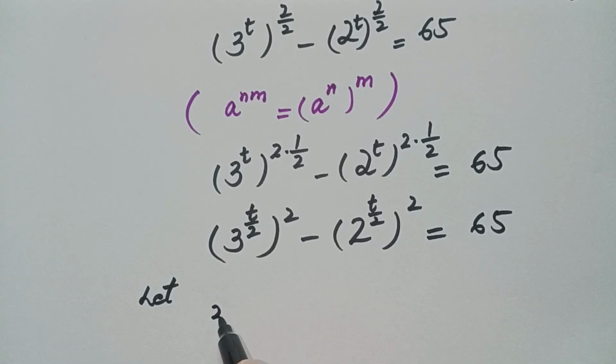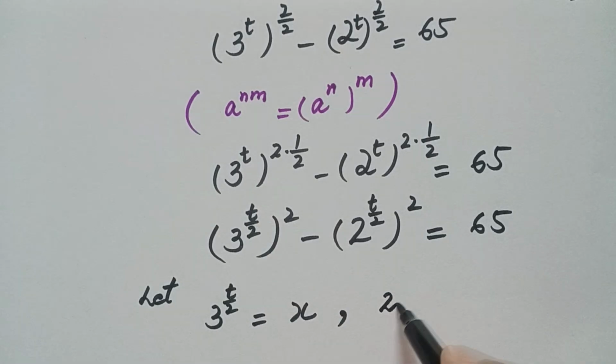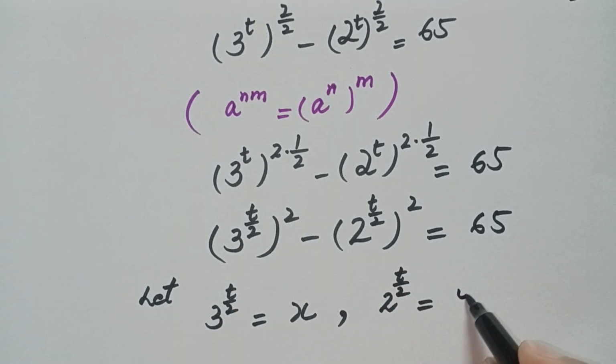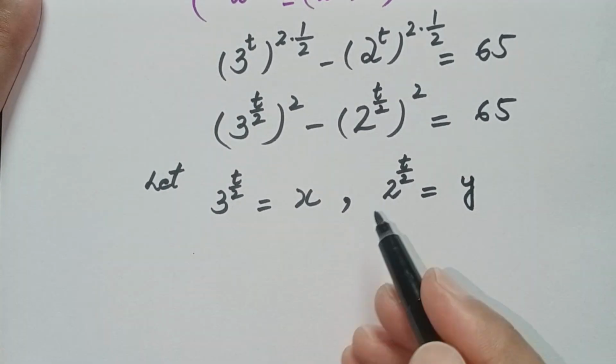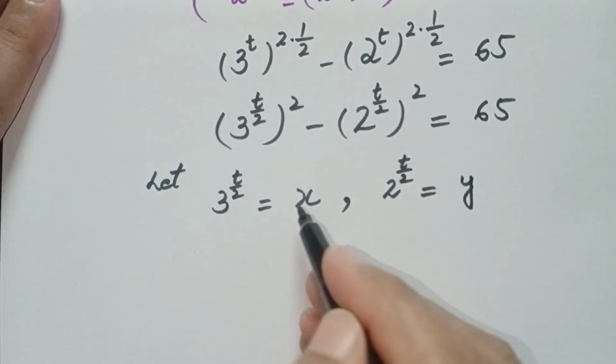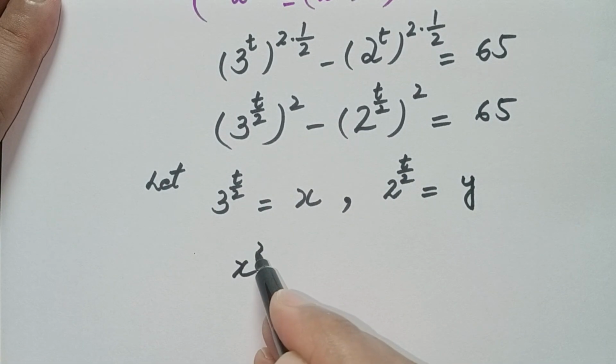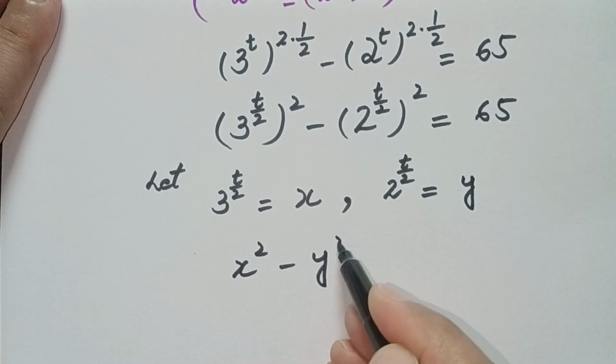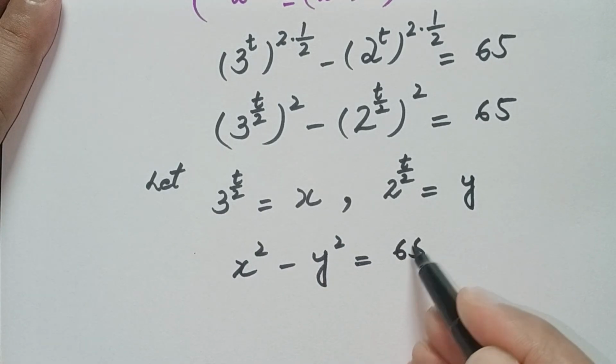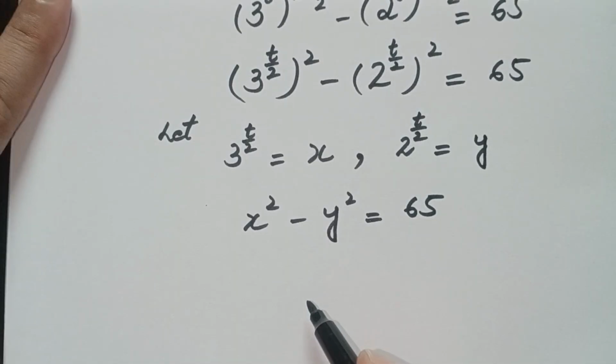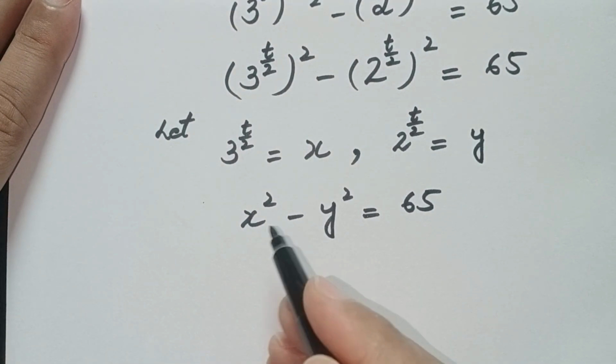Here we will make our substitution: 3^(t/2) is equal to x, and we will take 2^(t/2) is equal to y. We will make this substitution and our equation will become x square minus y square is equal to 65. Now this is the new equation after substitution.